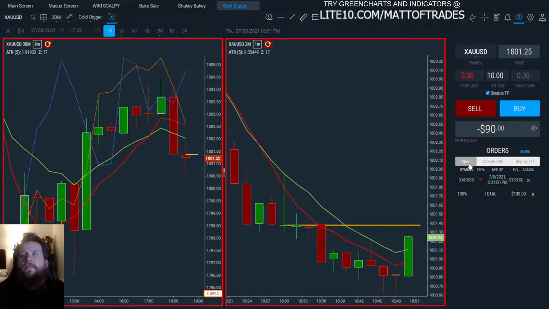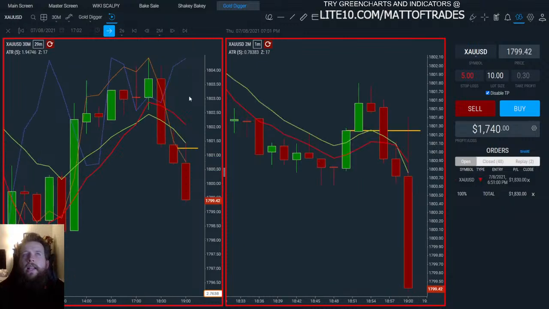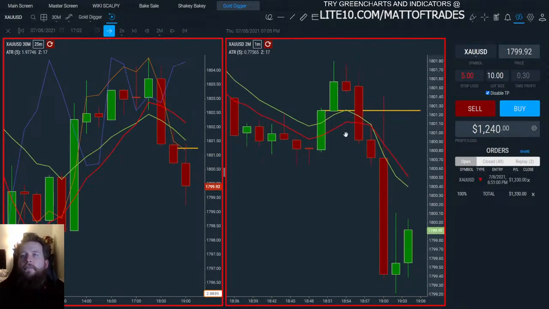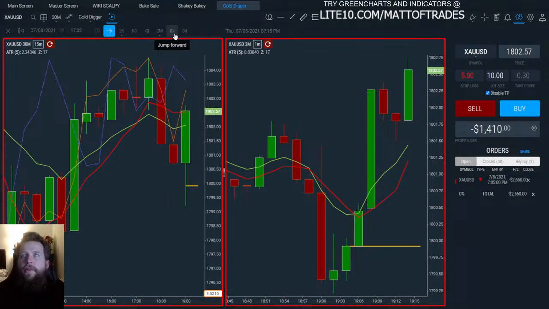Okay, close that out since we closed above the body of the previous candle. And we're going to go for more. I like the way the pressure looks here. We could be going for some big movements here, possibly. Oh, or we'll go for big movements in the opposite direction.